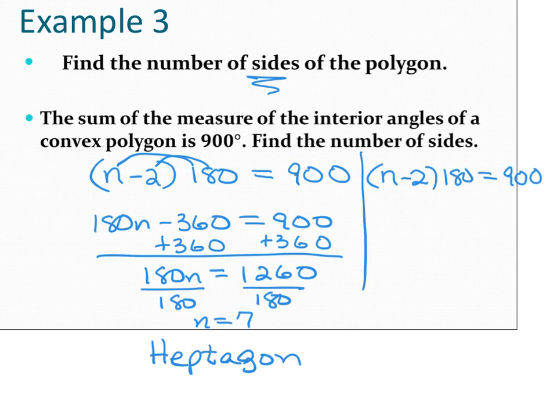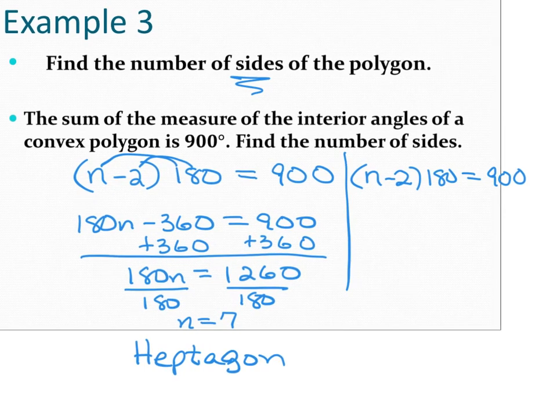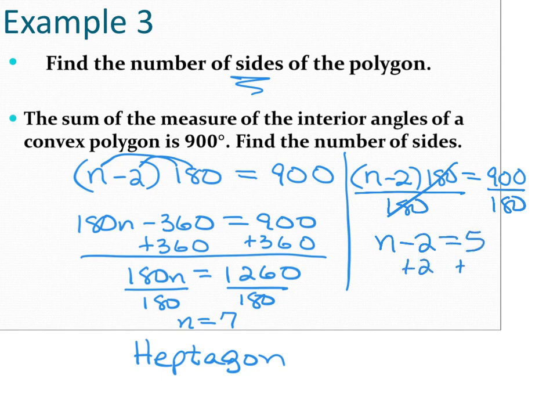Now, the other way that you could do this is, instead of distributing, divide both sides by 180 to get rid of that, and then I get n minus 2 equals 5. Add 2, and n equals 7. So you could solve it either way. They both work. But be able to work backwards from the formula where they give you the sum and you have to find the n value.